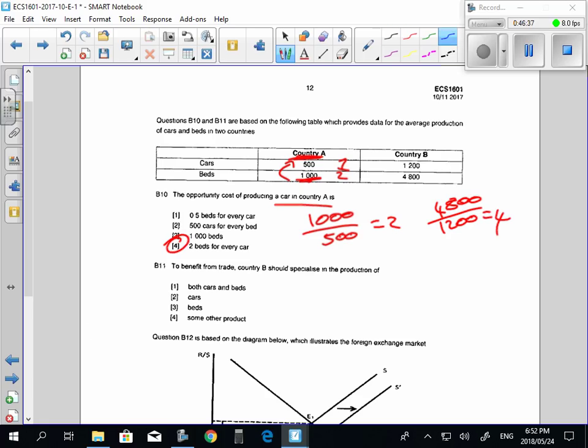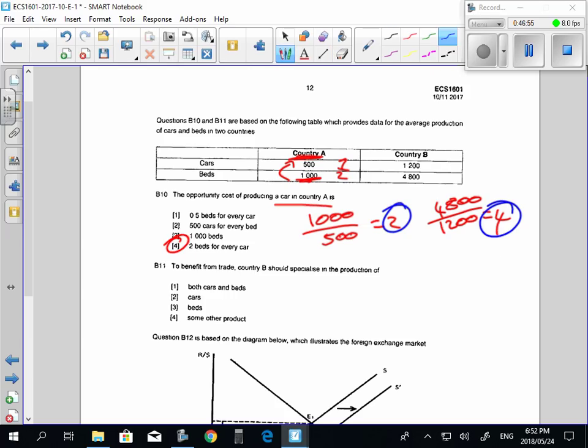Because these numbers are different, it means that there is a basis for trade within these two countries. If they were both equal to 2, it is what we call equal advantage, and there is no basis for trade. In this case, obviously, they're different, so there is a basis for trade.